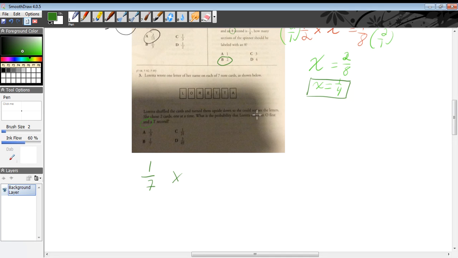She shuffled the cards and turned them upside down so she cannot see the letters. She chose 2 cards. What is the probability that she chose an O first and then a T second? Let's see.